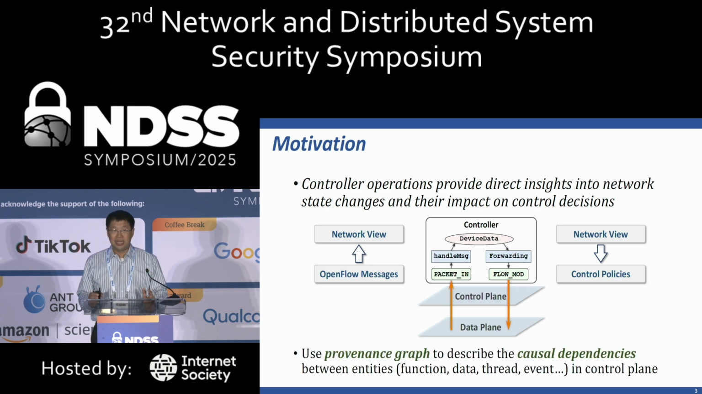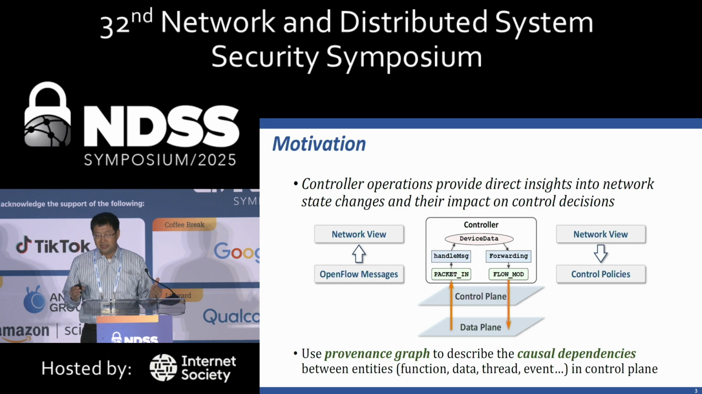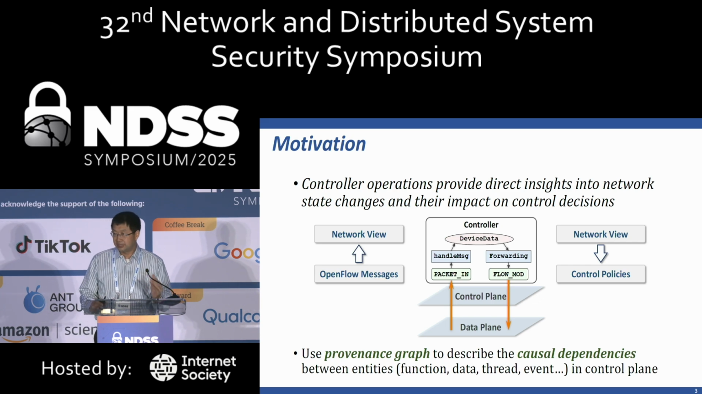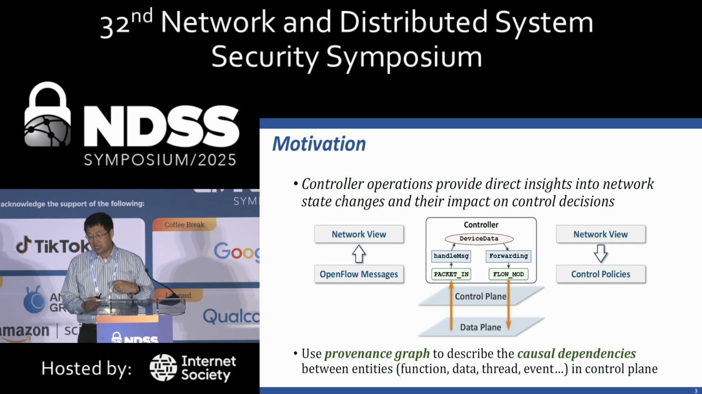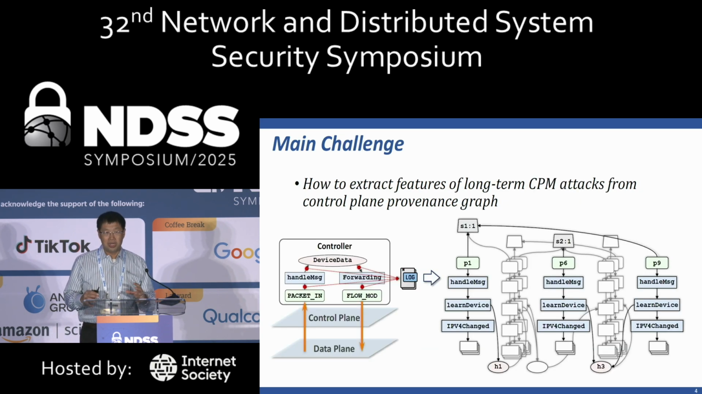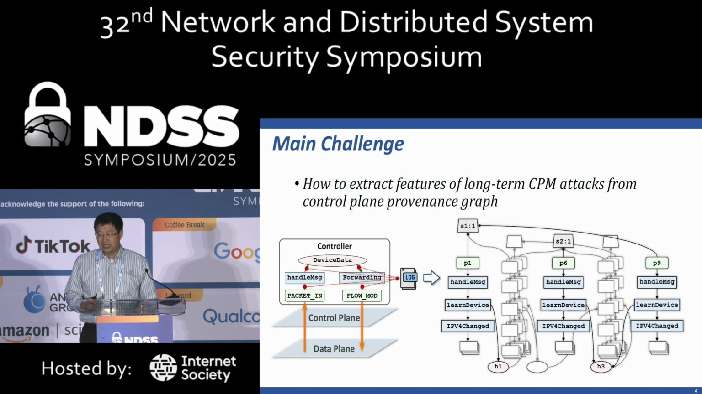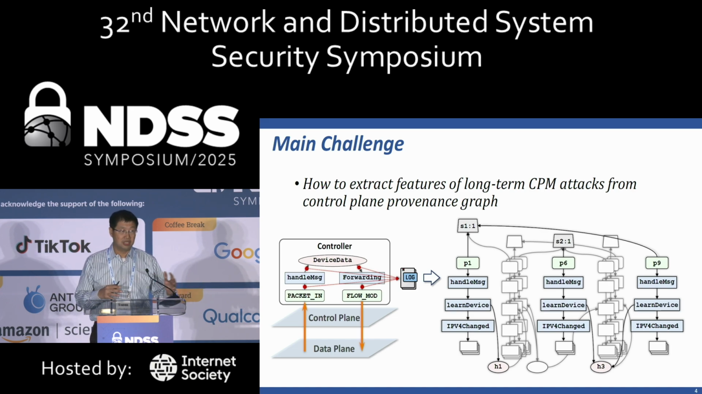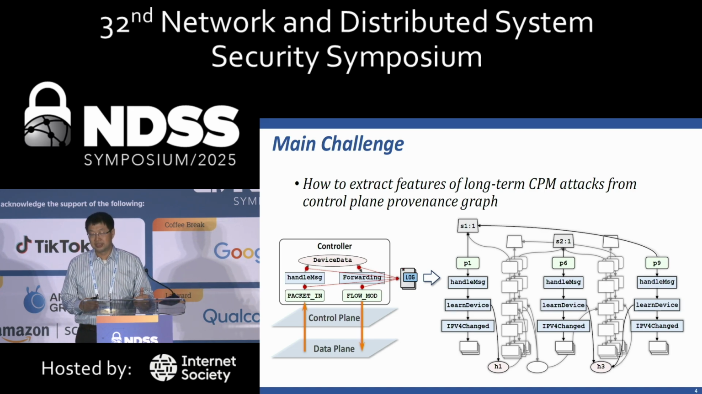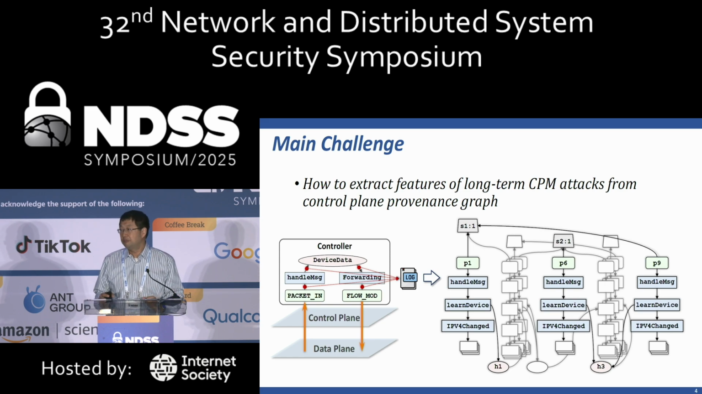So we put this together based on our experience in software systems and system security. We believe that the provenance graph provides a way to describe the causal dependency between the functions in the SDN controller and thus in the control plane. Based on this idea, we want to migrate our success in the software domain into the SDN controller. But the main challenge is how to extract features for very long-running CPM attacks with many CPM messages and operations. Even if we build a graph, the graph will be huge.